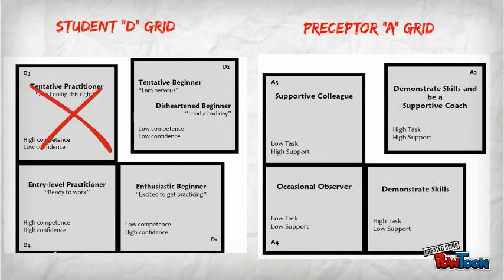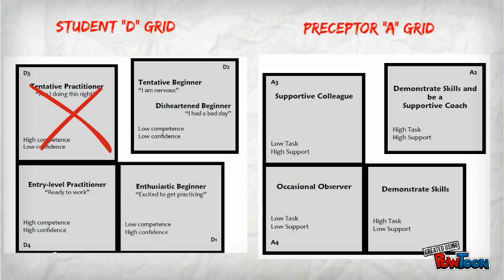In this scenario, the student is likely at a D3, possibly D4, but you as the preceptor are mentoring at an A1. To resolve this situation, the student can bring out the grid and ask to have a discussion with the preceptor.